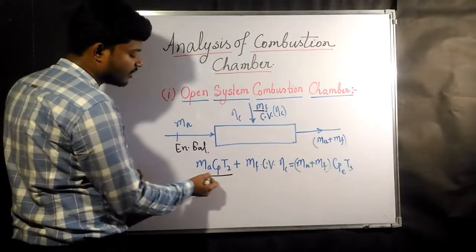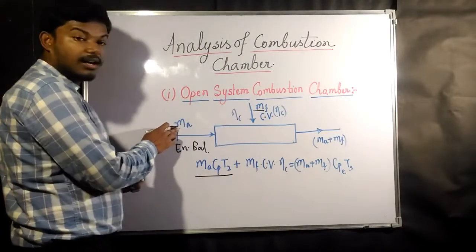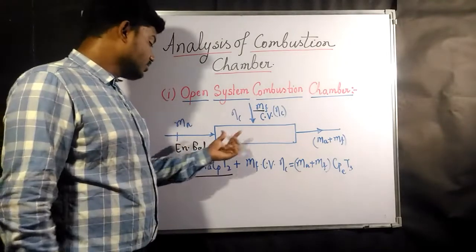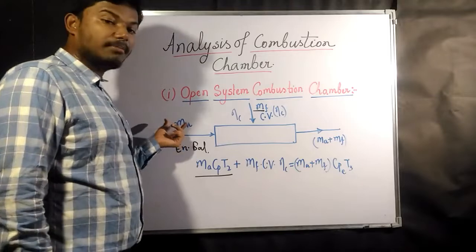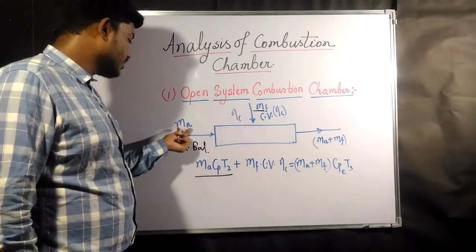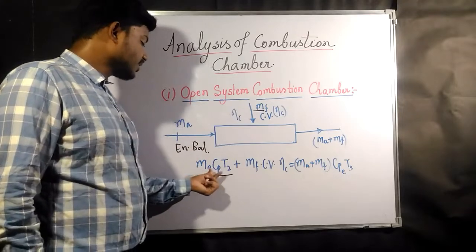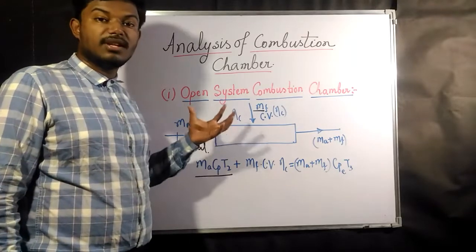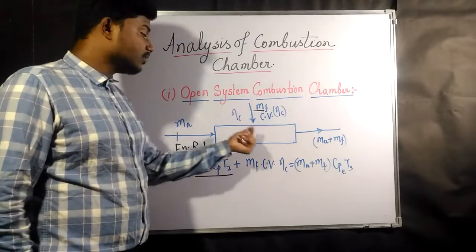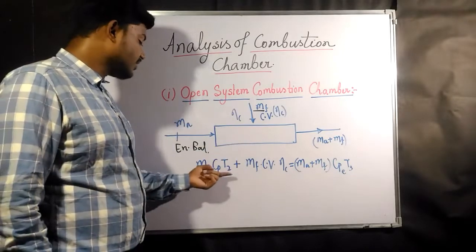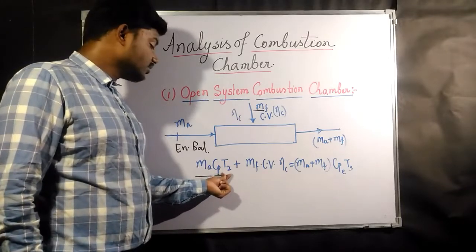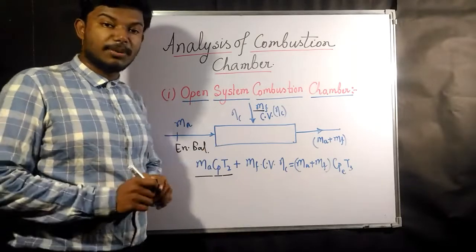So first thing is what? First thing is the energy that the mass of air is coming in with. That means the mass of air is there, and Cp into T2, so we are finding the enthalpy of the air going into the combustion chamber. It is nothing but mass of air into Cp into T2. Why is it T2?